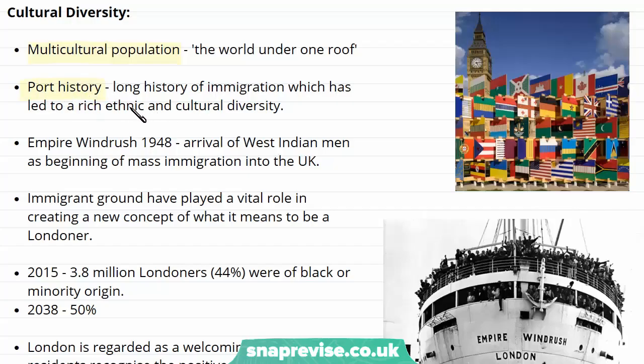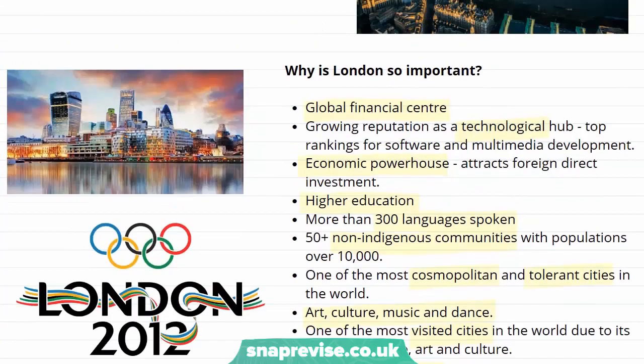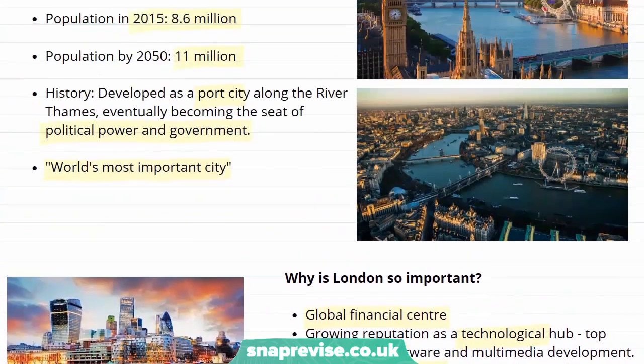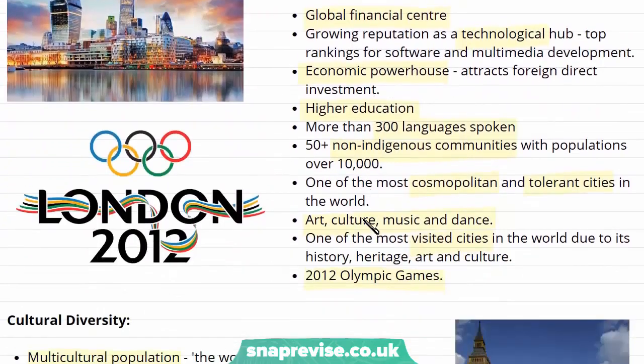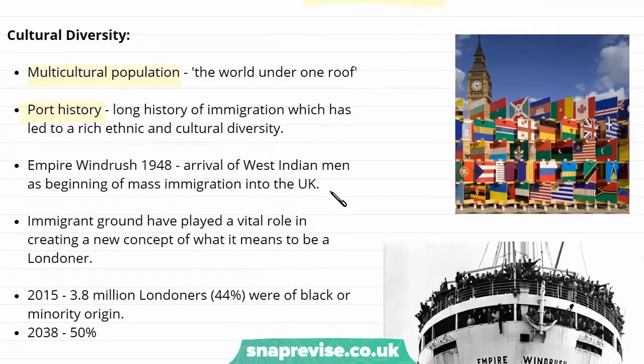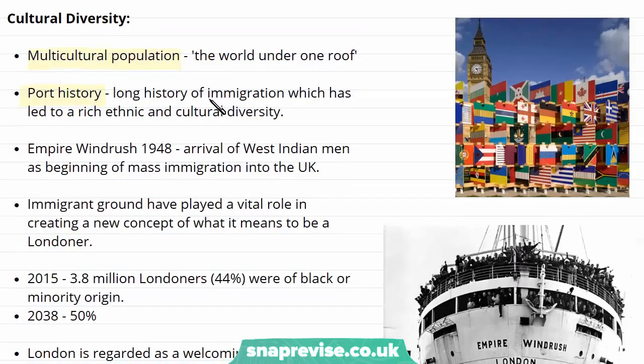So London has a port history, and this is very much influential in its cultural diversity at the moment. So because it has a main port, London is on the River Thames, as we can see in these photographs above here. Much of the city is located very close to the river. So this is why London initially was a port city. And this led to a long history of immigration, which has led to a rich ethnic and cultural diversity even in the city now.